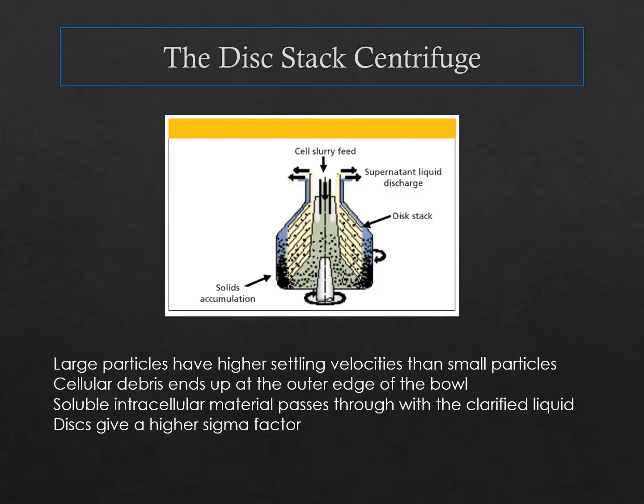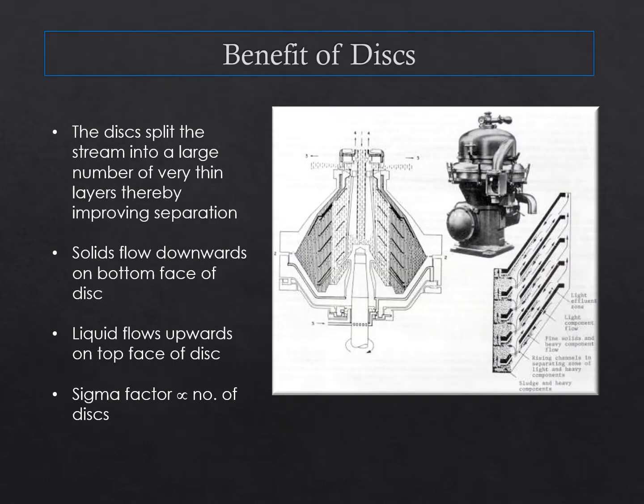The disk stack centrifuge. This centrifuge is used to separate the higher settling particles which have more density. Benefits of the disk: the disk splits the stream into a large number of very thin layers, thereby improving separation. Solids flow downwards on the bottom face of the disk. Liquid flows upwards on the top face of the disk.